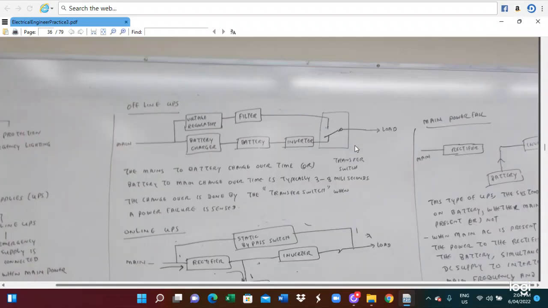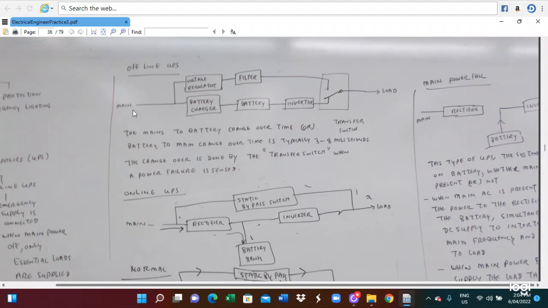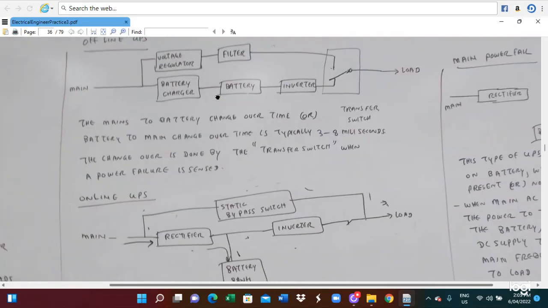Here is a diagram of the offline UPS system. The main power supply includes the voltage regulator and is connected to the load, along with the battery charger, battery, and inverter. When the main power is off, the switch goes to the inverter battery side and the load continues to be supplied. When the main power is on, the battery is being charged. The changeover time is typically 3 to 8 milliseconds. Within 3 to 8 milliseconds, the power will be transferred.